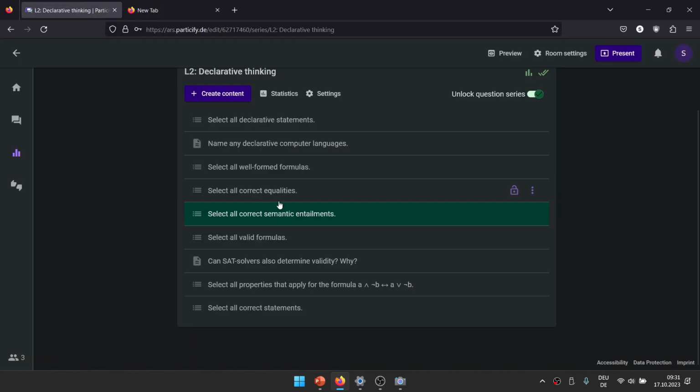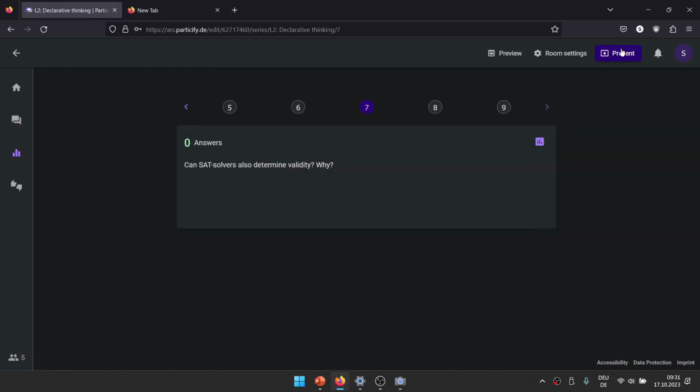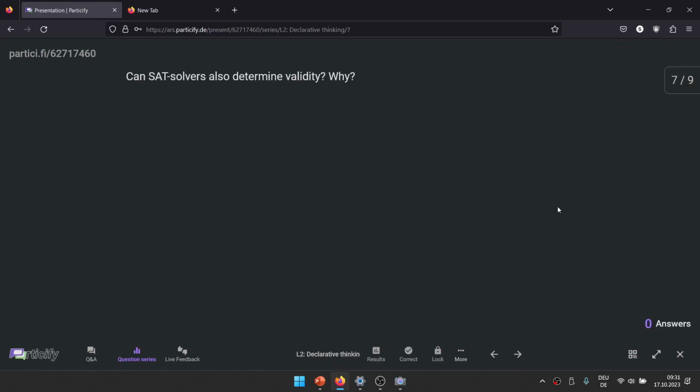Do we have to find something other than SAT solvers? Or are we able to use SAT solvers, and are they able to check validity for us? If you say yes, you have to say why. If you say no, you don't really have to say why, or maybe also try to give it a reason.